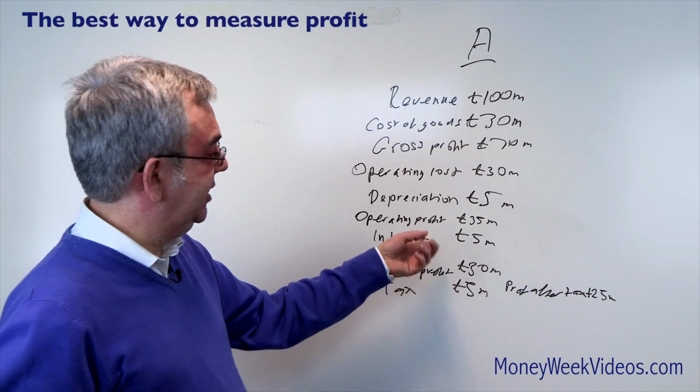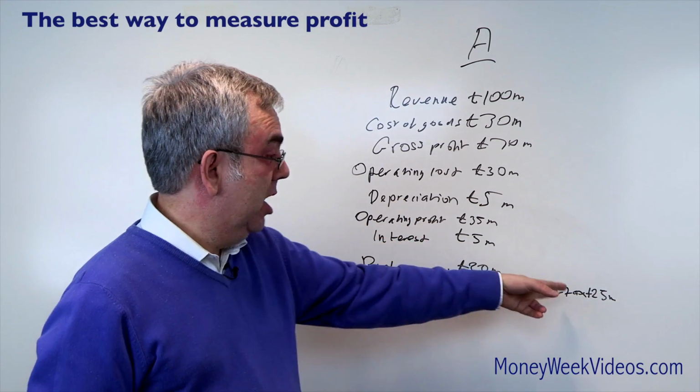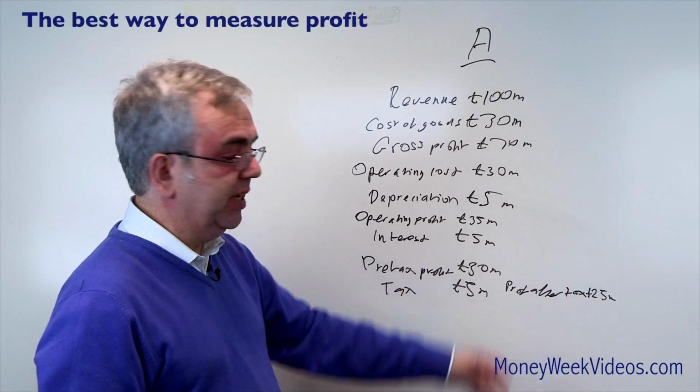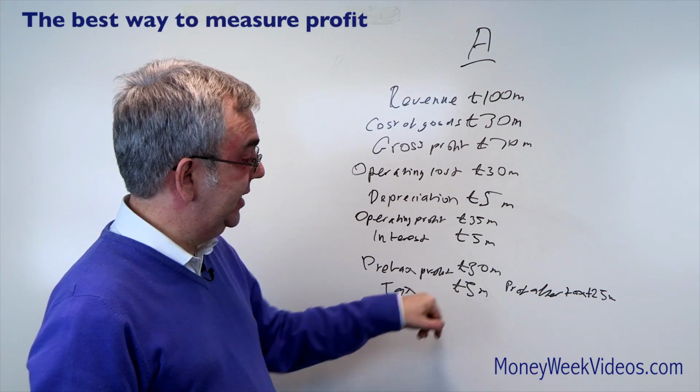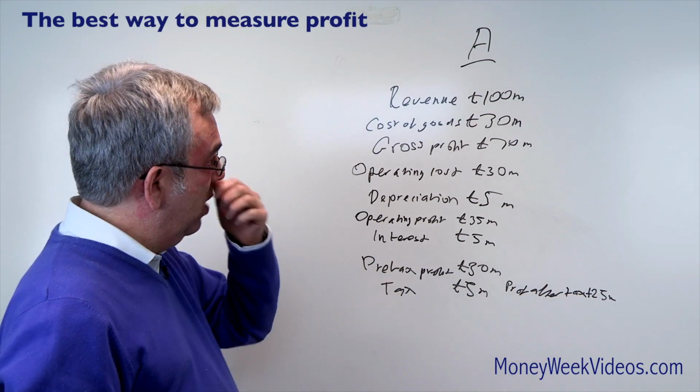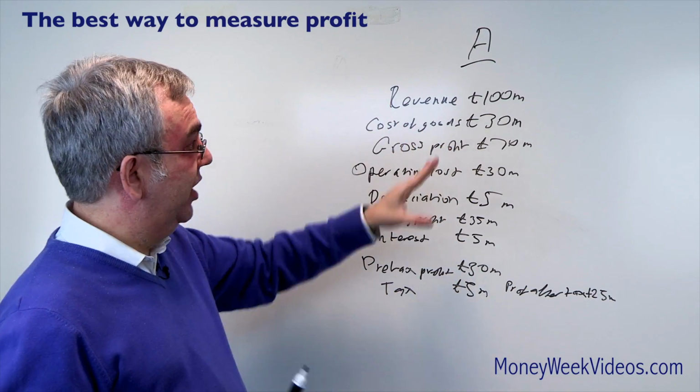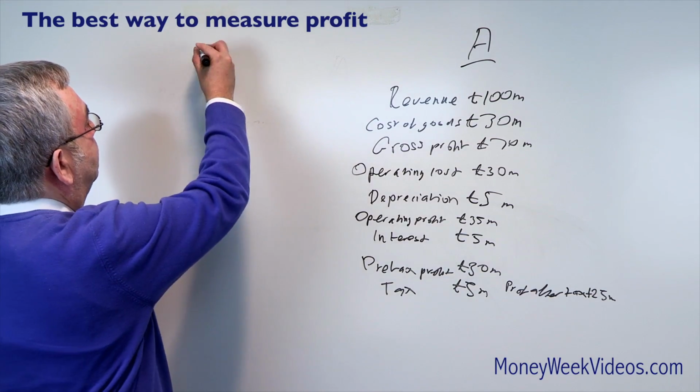But why, you think, am I so keen on the operating profit? Surely profit after tax is the best figure. That's what the company's left at the end, having paid its interest payments on its debt and having paid its tax. It's got 25 million. Well, let's look at another company, a very similar company, Company B.